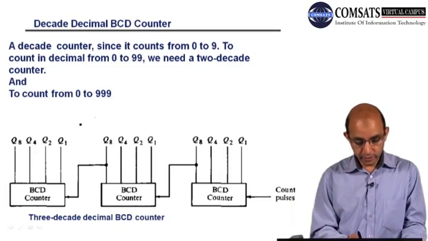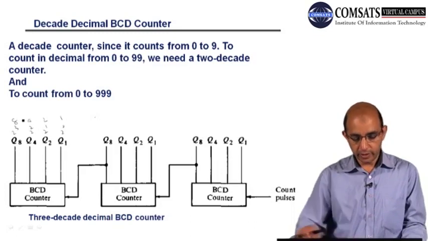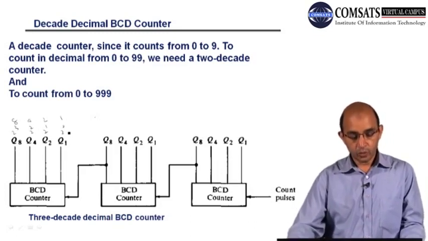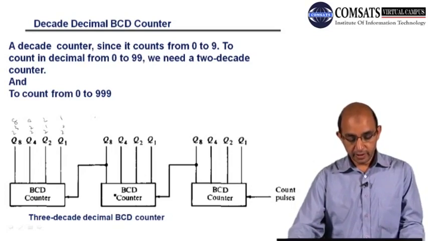Let me write down: this is 2 raised to power 0, 2 raised to power 1, 2 raised to power 2, 2 raised to power 3. So 1s, 2s, 4s and 8s. That's why we have 1, 2, 4, 8 in the subscript.